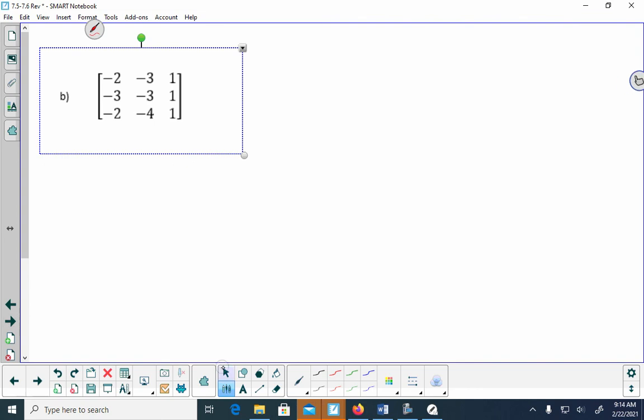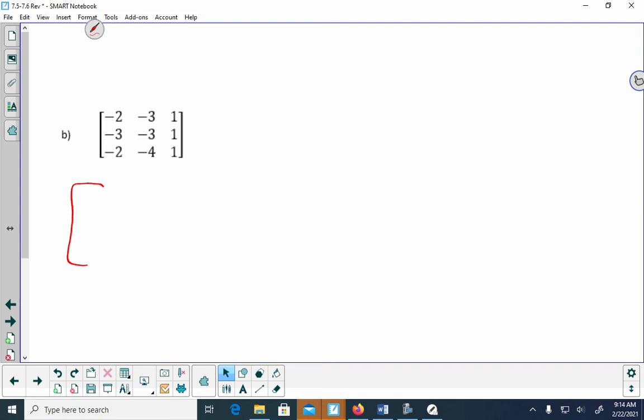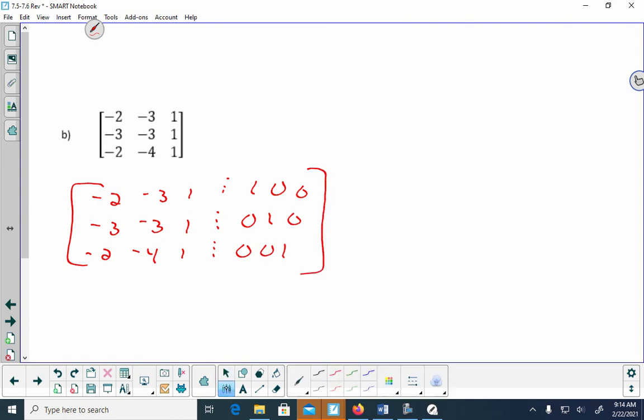B, we're going to find the inverse of a 3 by 3. So I am going to write it with the identity matrix next to it. And I am going to do row 1 and row 2 in such a way that my x is eliminated. How about if I multiply row 1 by a positive 3? So we're going to take positive 3 times row 1.